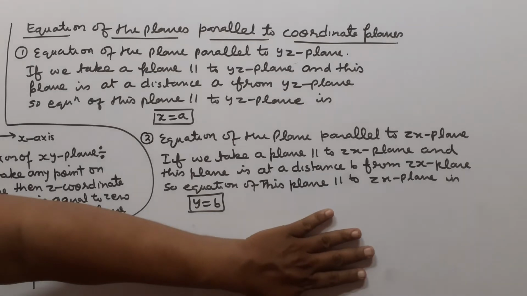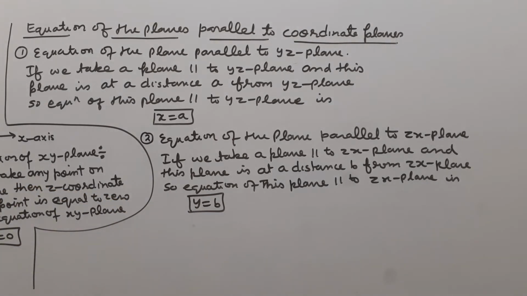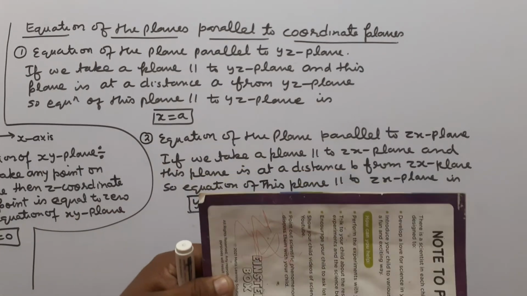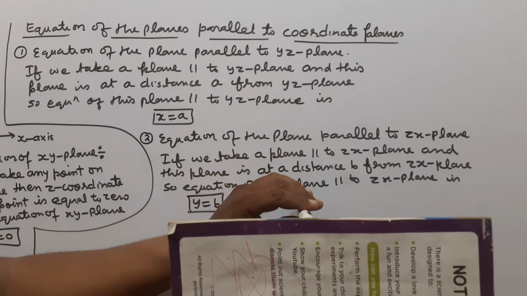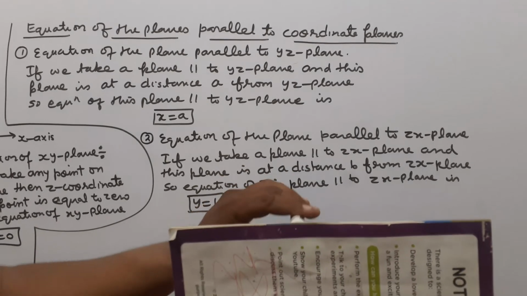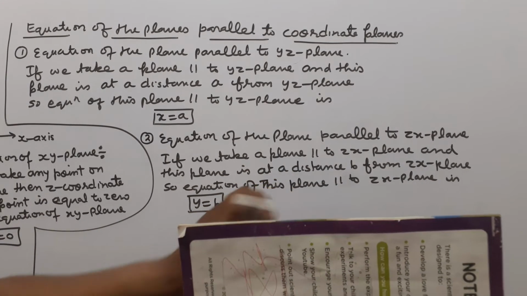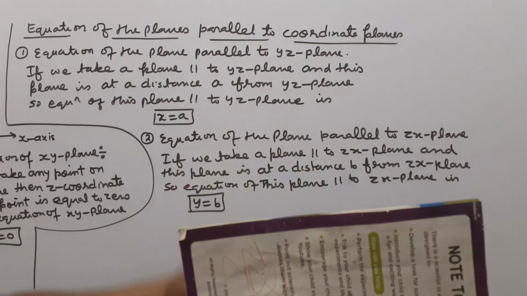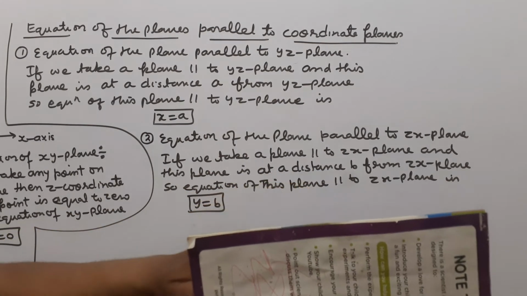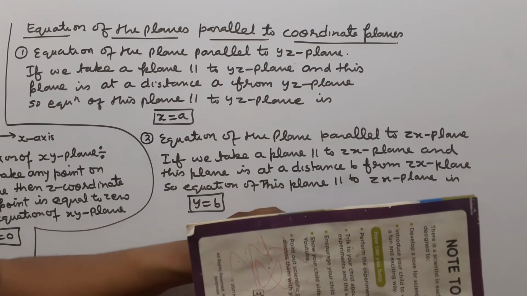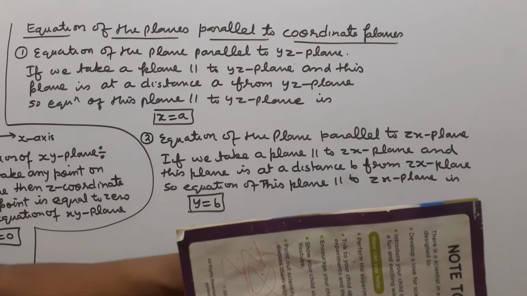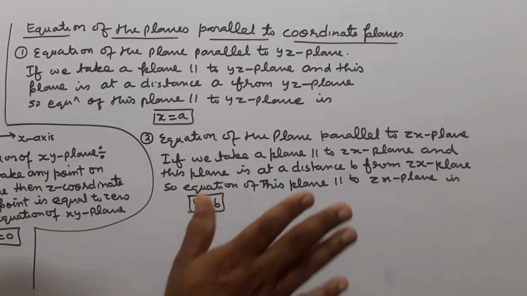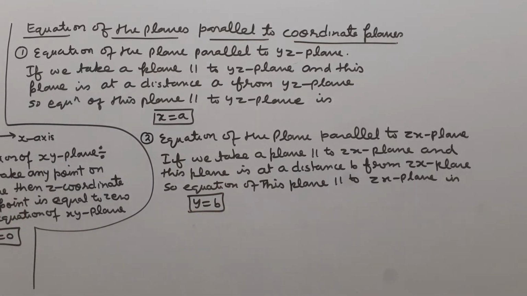Suppose that this board is the zx plane and here this is the plane parallel to the zx plane and this distance is b, so this is y is equal to b. This is the plane which is parallel to the zx plane. So the equation of the plane parallel to the zx plane is y equal to b, where b is the distance between the plane and the zx plane.